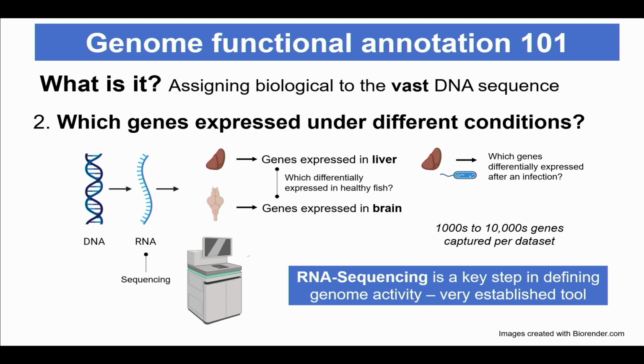A very, very established method in defining how the genome is being used is RNA sequencing. This first step is how the DNA is being turned into the molecule which will eventually be expressed as a protein. We can use this method, RNA-seq, to look at which genes are expressed and differently expressed between different tissues. And we can also look at which genes become expressed differently under different conditions, like during an infection. This is a powerful method where we can capture up to tens of thousands of genes and their activity in a data set.